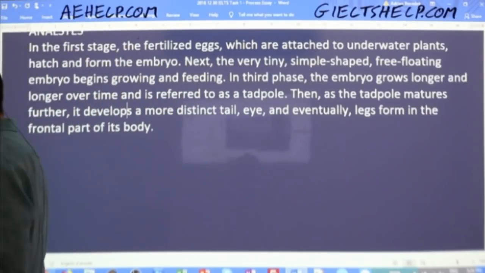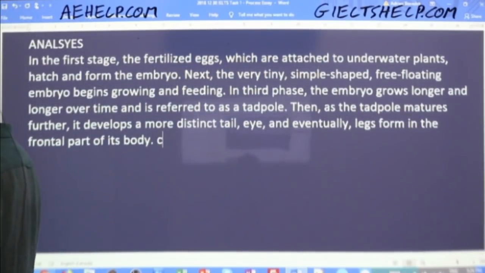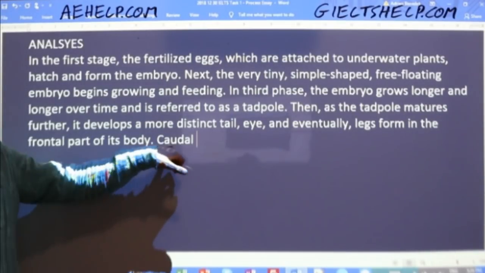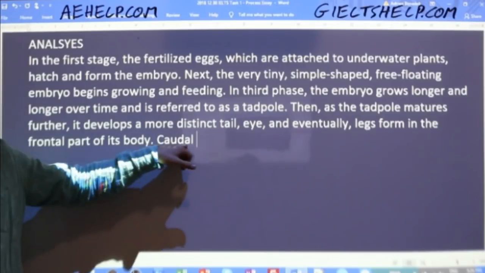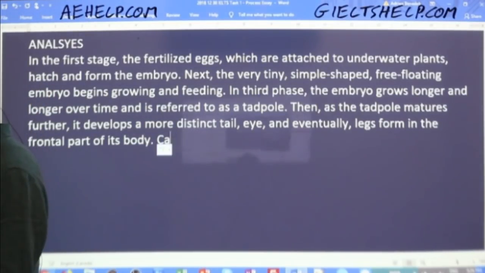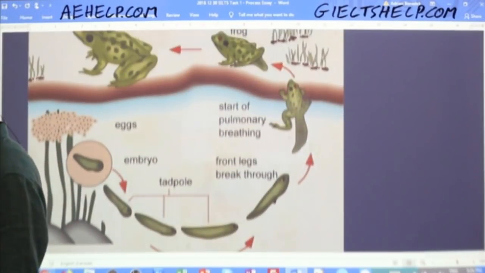Caudal is the rear in this case. So let me write caudal. That's the scientific way to write the rear of the body, the caudal part of the body. Okay. All right. But otherwise, a nice sentence. Okay, students, so here we go.